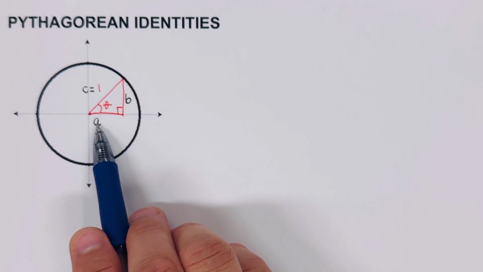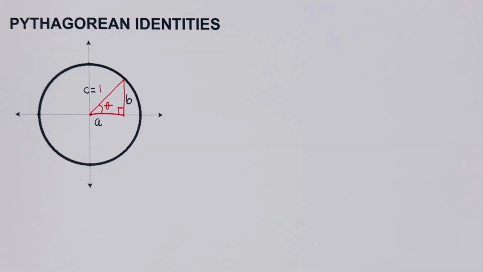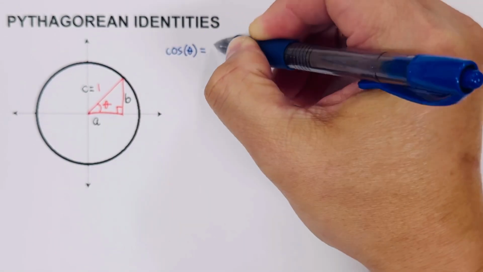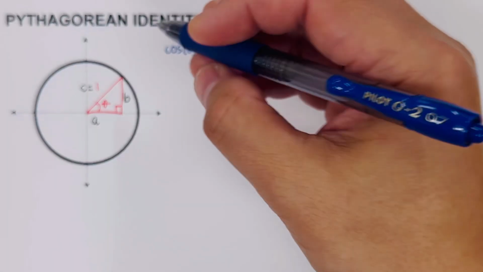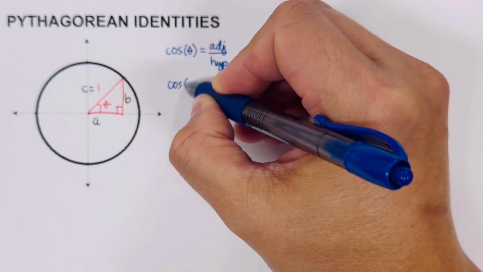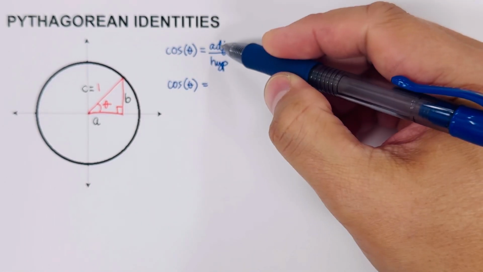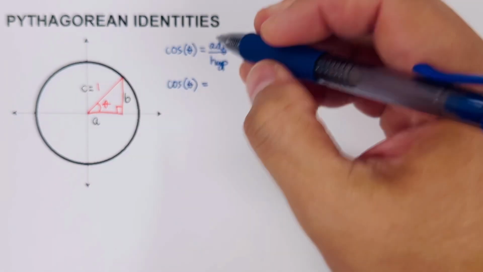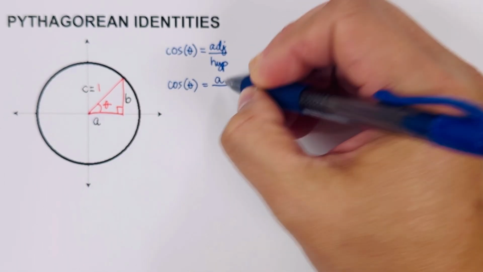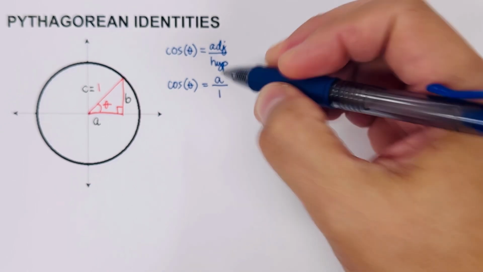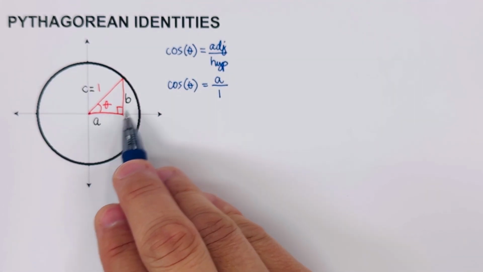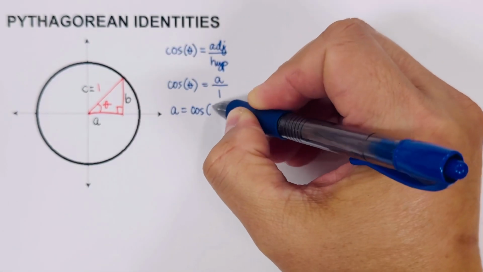As you can see, this A right here is adjacent, so we go ahead and set up the trig ratio, that is cosine is equal to adjacent over hypotenuse. So we go ahead and plug in the values. So first we have cosine of theta is equal to adjacent, which is A. So I'm going to write A right here. Our hypotenuse is 1. So pretty much our A here is cosine of theta.